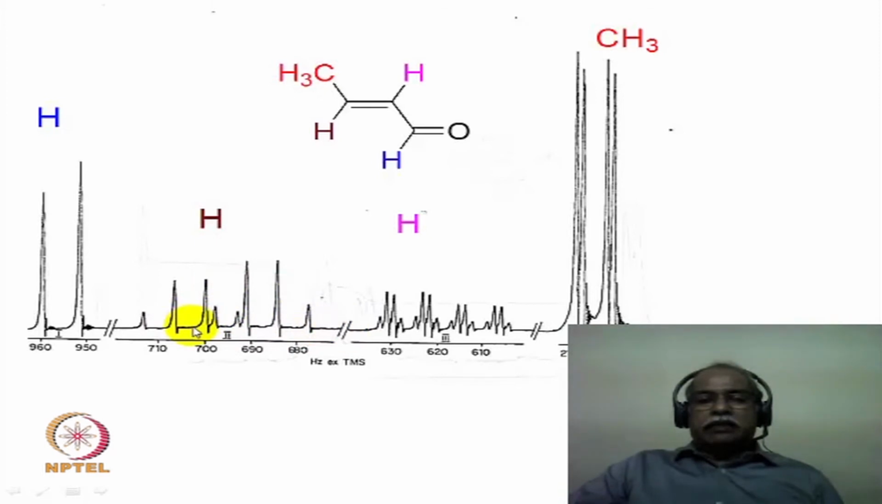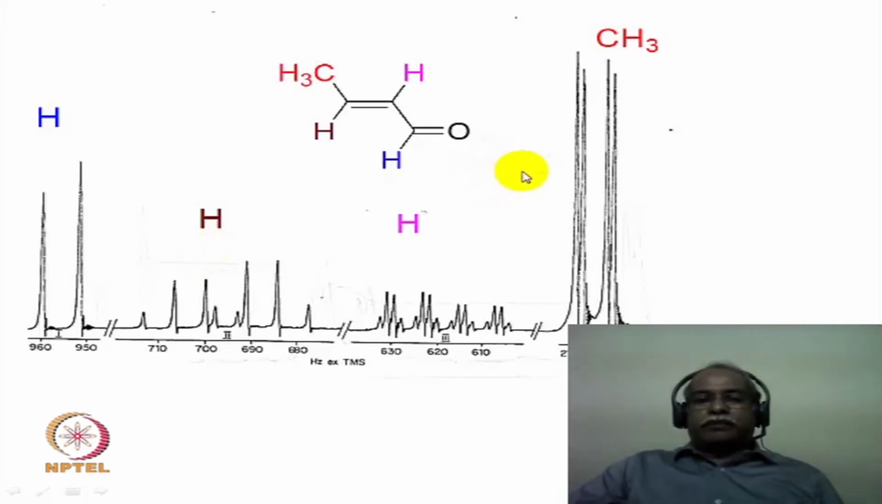What you are seeing is an overlapping quartet. You can see one quartet, signal number 1, signal number 2, signal number 3, and signal number 5 corresponds to one quartet. Signal number 4, signal number 6, 7, and 8 corresponds to another quartet. So an overlapping quartet of a doublet is what is seen for the multiplicity of this hydrogen, which is the brown hydrogen.